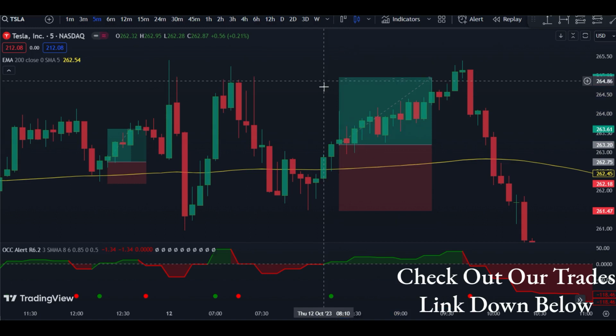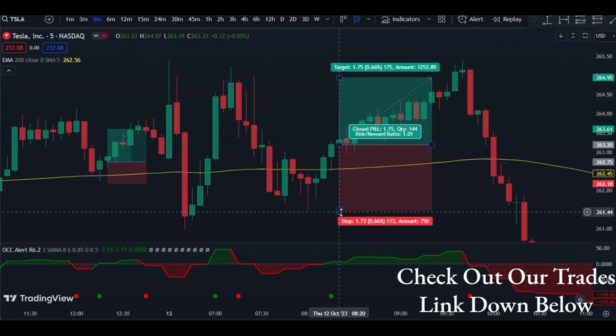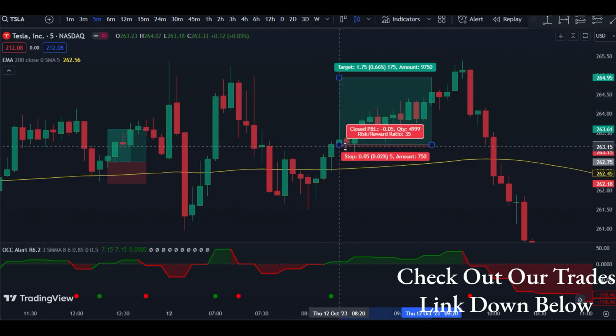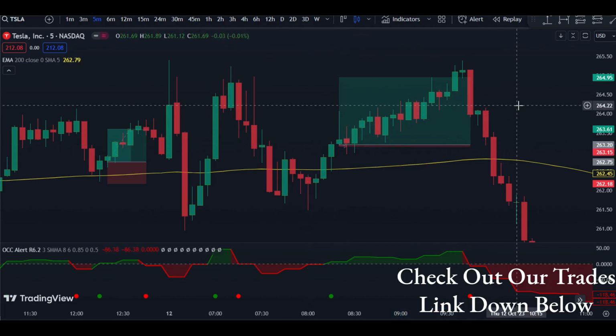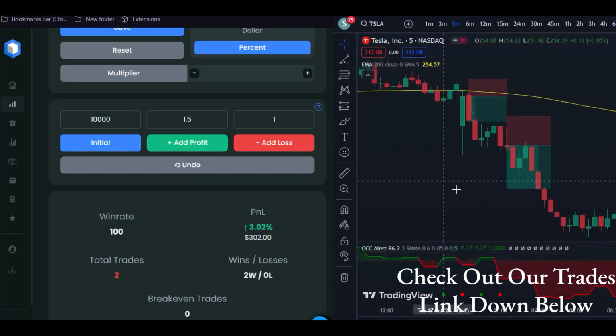Typically, when I use this strategy, I move my stop loss up after hitting the first profit target so that I can avoid any unnecessary losses. So now I'm going to pull out my backtesting software, stick around and see just how profitable this trading strategy is.